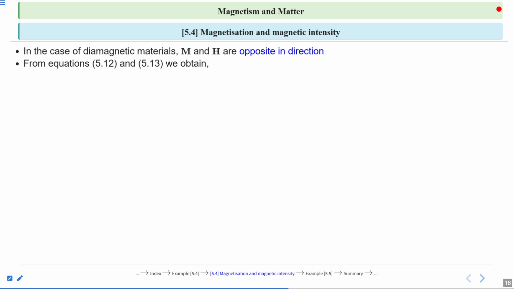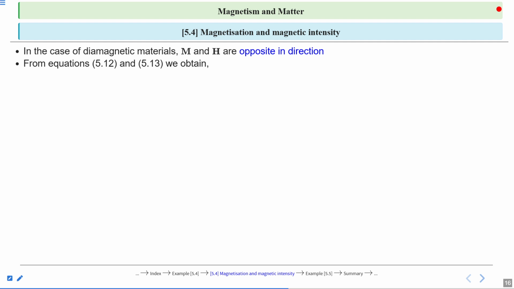We are going to discuss this in detail in tomorrow's lecture also, but for a small brief introduction, chi is positive and small for paramagnetic, positive and large for ferromagnetic, and negative and small for diamagnetic. Because chi is negative, we know that the relation can be expressed as M equal to chi H. So if chi is negative, that means M and H are in opposite directions.